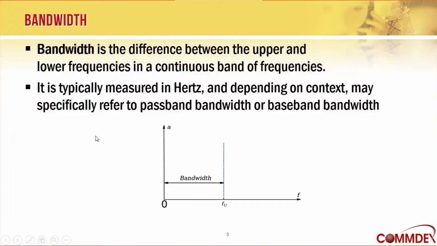We've already talked extensively about bandwidth, which is one of the most fundamental characteristics of any signal out there. Basically, the difference between the upper and lower frequencies of a signal of interest within a continuous band of frequencies can be measured in hertz, kilohertz, megahertz, whatever, depending on the application. So it's just a width of spectrum in the frequency domain.